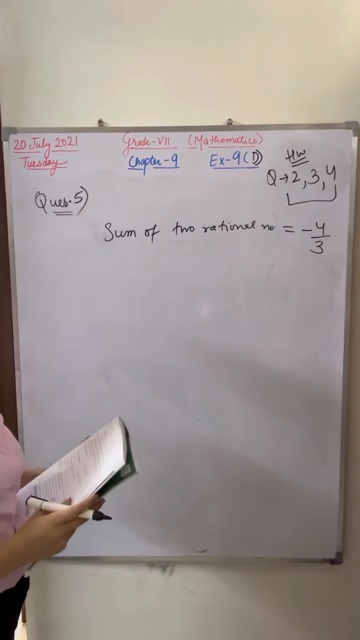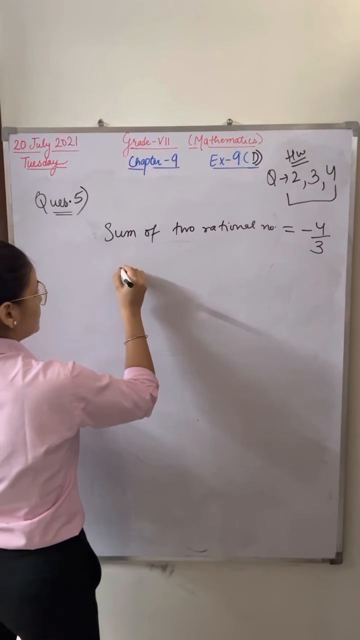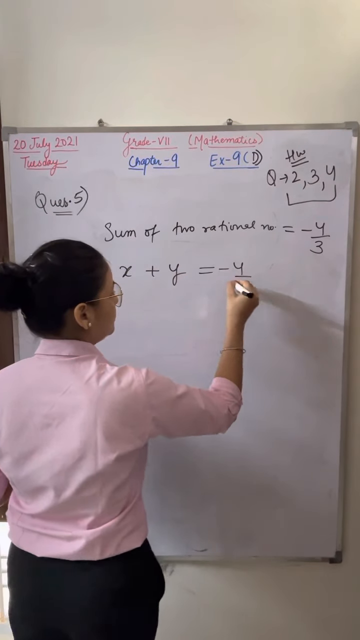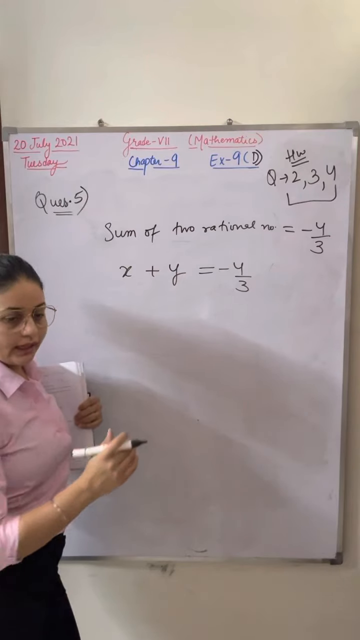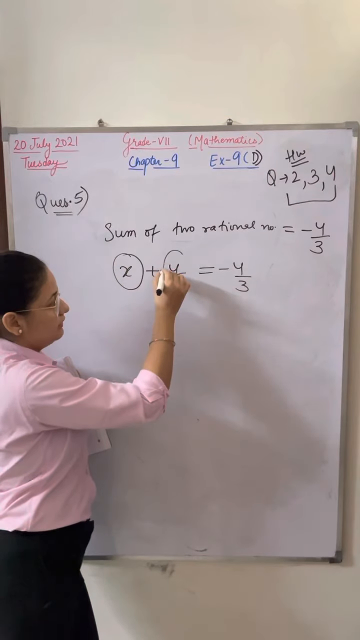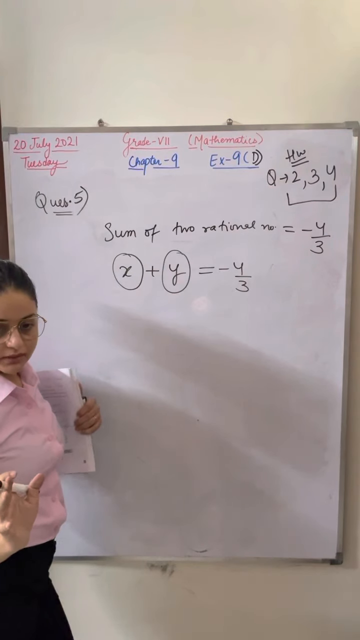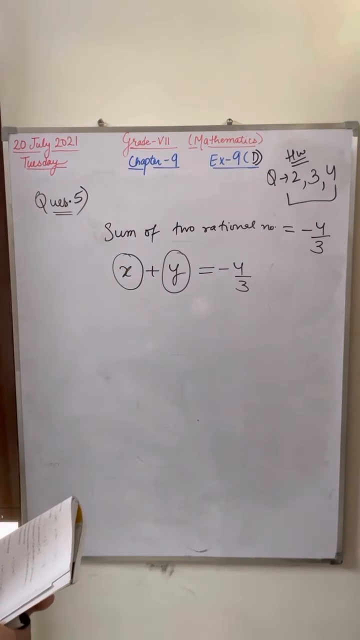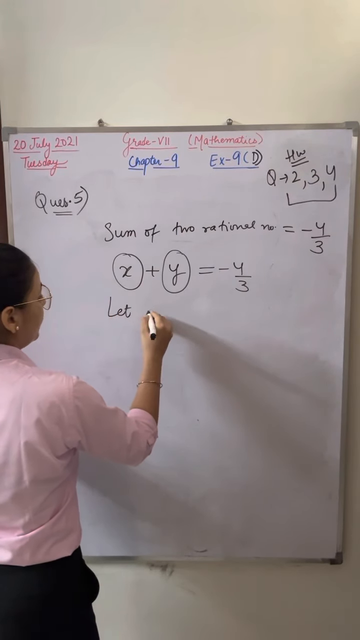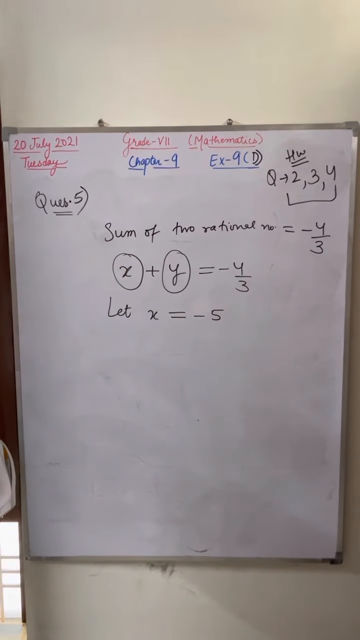-4/3. Okay, so can I write in this way? From my side, can I assume that these two rational numbers are x and y? The sum of two rational numbers is -4/3. I have written this by myself. So that means the first rational number will be x, the second will be y, and their addition will be this. Now after that it is saying, if any one number, suppose x, is -5, find out the second number.